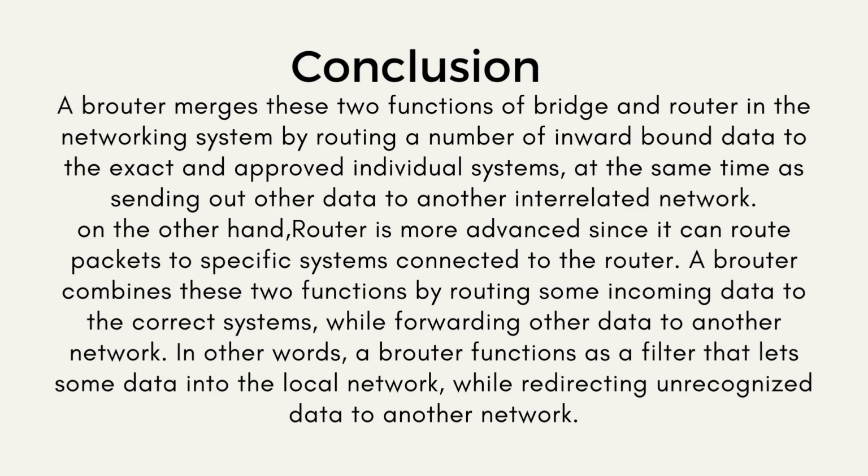Conclusion: a Brouter merges these two functions of bridge and router in the networking system by routing a number of inward-bound data to the exact and approved individual systems, at the same time as sending out other data to another interrelated network. On the other hand, a router is more advanced, since it can route packets to specific systems connected to the router. A Brouter combines these two functions by routing some incoming data to the correct systems while forwarding other data to another network. In other words, a Brouter functions as a filter that lets some data into the local network while redirecting unrecognized data to another network.